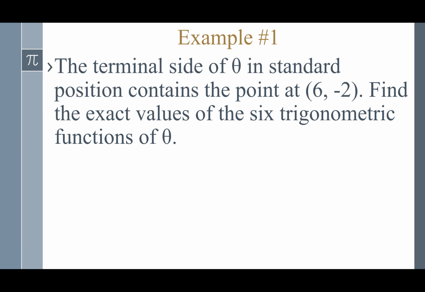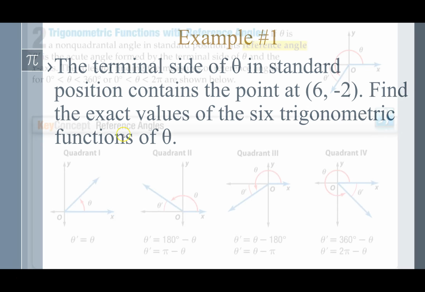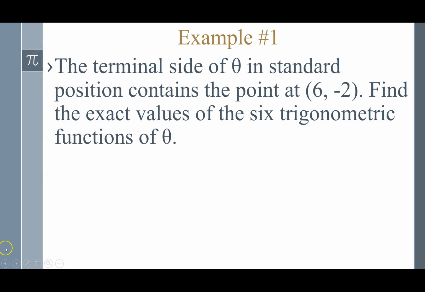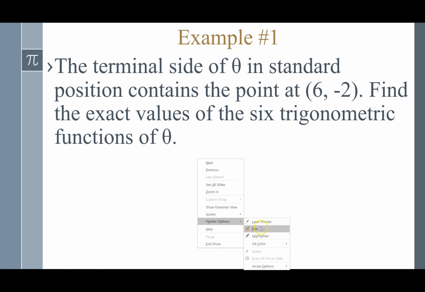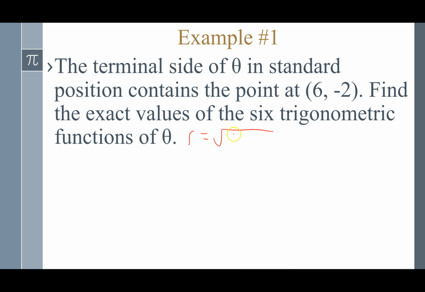So if we want to find the exact values of the six trig functions based off a coordinate point, we're going to need to use the point first to find r. So r is going to equal the square root of x squared plus y squared. It'll be 6 squared plus negative 2 squared, 36 plus 4, which is 40, which simplifies to 2 square root of 10.